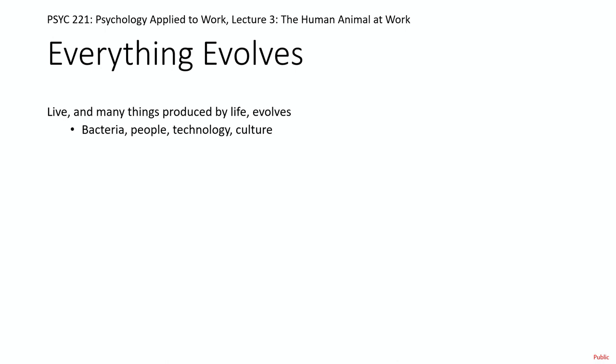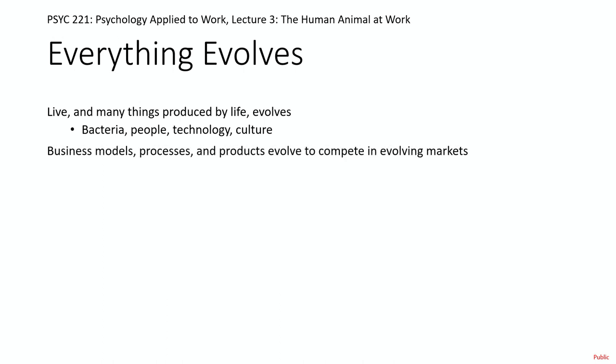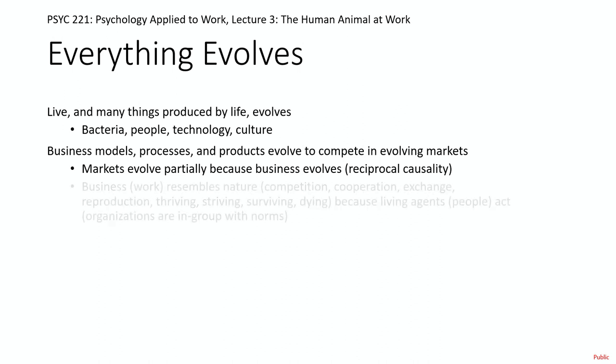Culture evolves. Really anything that is a product of humans is potentially a thing that you can see evolutionary change to. So business models change, business processes change, products obviously evolve, and they compete in evolving markets. And those markets themselves have evolved partially just because the businesses have evolved. I'm just turning this around so that you understand that there's reciprocal causality here. This isn't a one-way arrow.